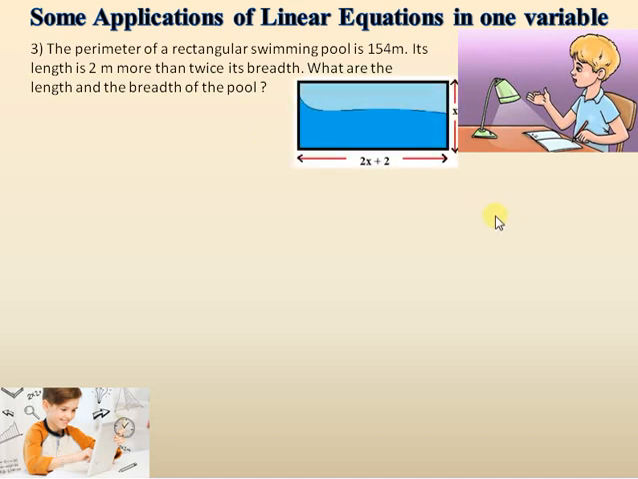Let me consider the breadth of the rectangle as x meters. Then the length will be 2 meters more than twice its breadth. That's how I denoted the length here. According to the statement, its length is 2 meters more than twice its breadth, so the length will become 2x plus 2.